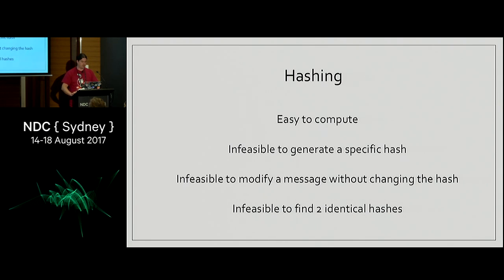It should be infeasible to modify a message without changing the hash. So if you've got, say, a PDF document and you generate a hash of that document, if you change just one bit in that document, then the entire hash code should be completely different. Not slightly different, but completely different. And it should be infeasible to find different pieces of data that produce identical hashes. That's called a hash collision, and that's something you don't want to happen with hashing.